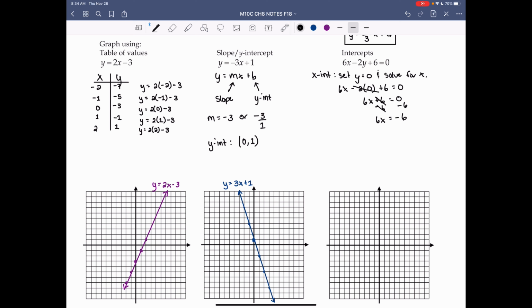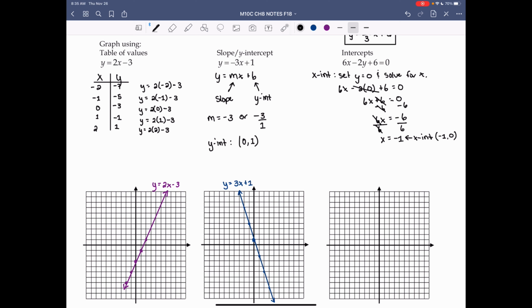6x means 6 times x. We want to separate the 6 from the x, so the opposite of multiplying is dividing. We divide both sides by 6. 6 divided by 6 is 1. We're left with 1x equals negative 6 divided by 6 is negative 1. So our x-intercept is at the point negative 1, 0. The y value is 0.